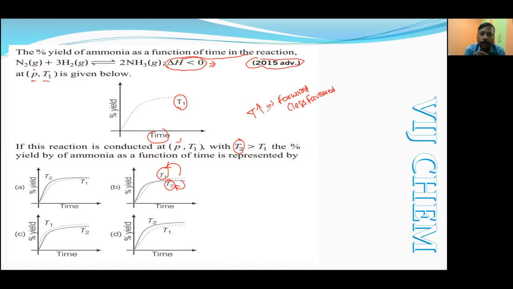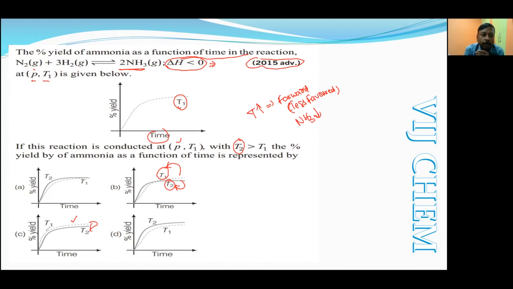So why are we talking about this? Because it is the percentage yield of ammonia. As temperature increases, the forward reaction will be less favored, therefore the ammonia yield will be reduced. So low temperature, high yield. High temperature, low yield. As the temperature increases, the percentage yield will decrease.